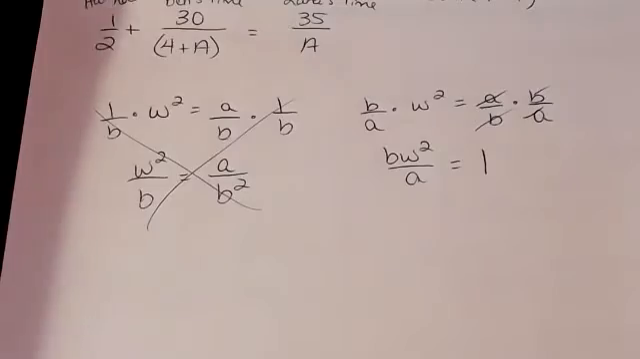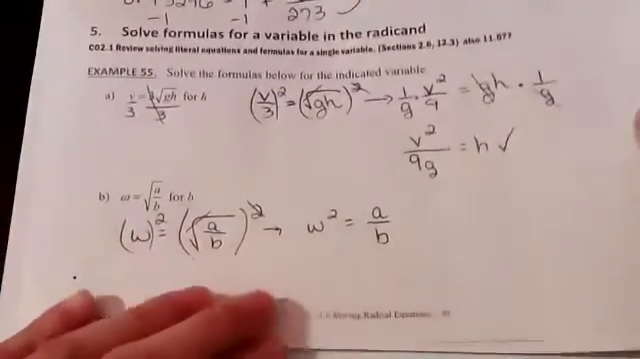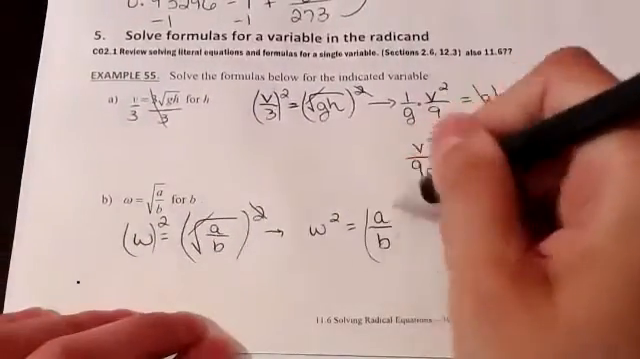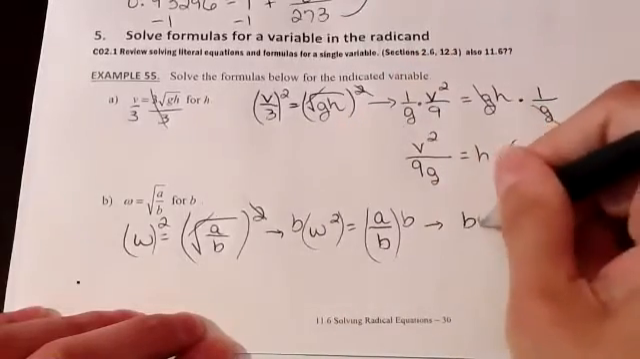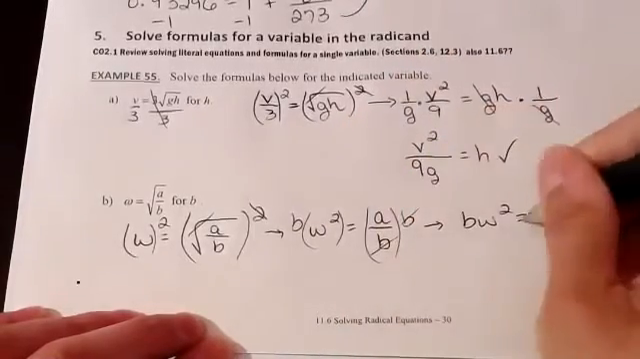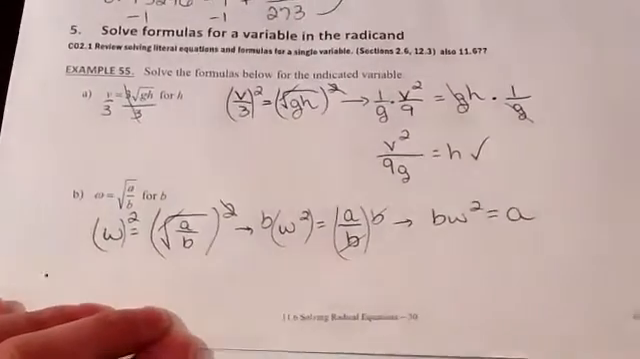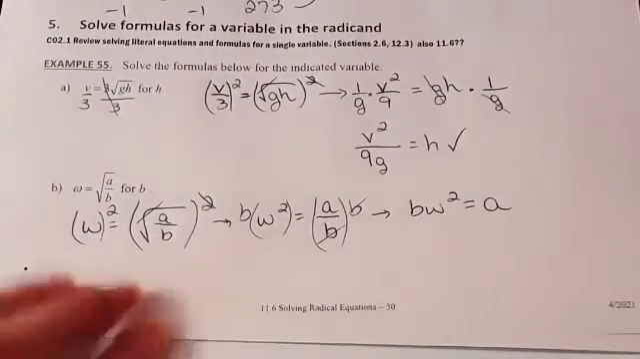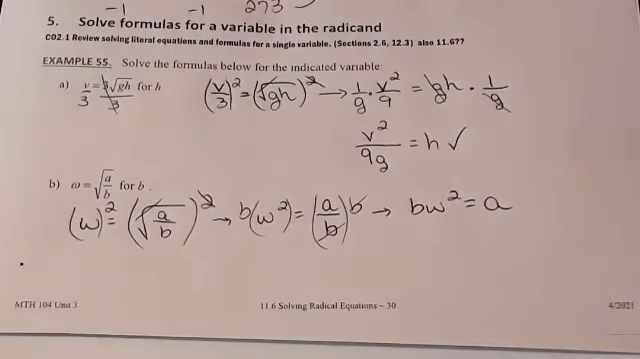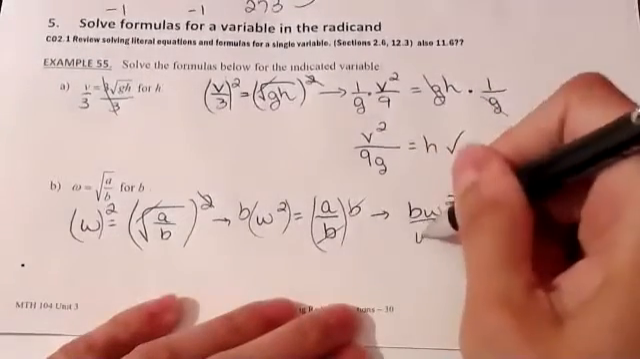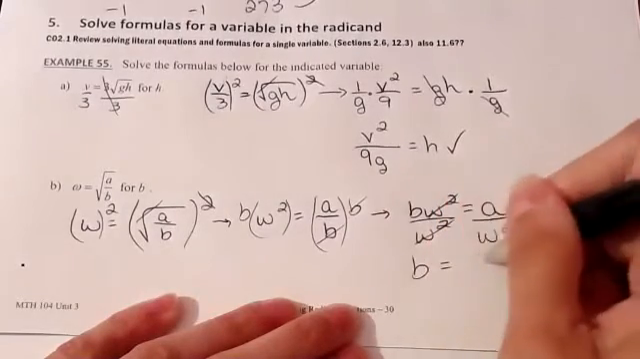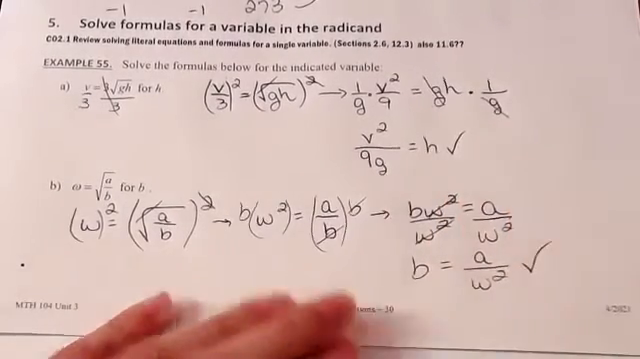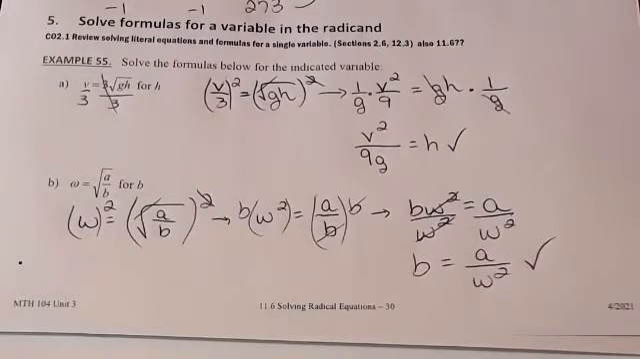Or instead, I could say, well, let me just multiply both sides by B. That'll give me BW squared is equal to A. And now all we have to do is isolate B. And we could do that in one step. What's the last step? Divide by W squared. Yeah, score. Divide by W squared. This is going to be a lot neater than the alternative. And we've isolated our B.